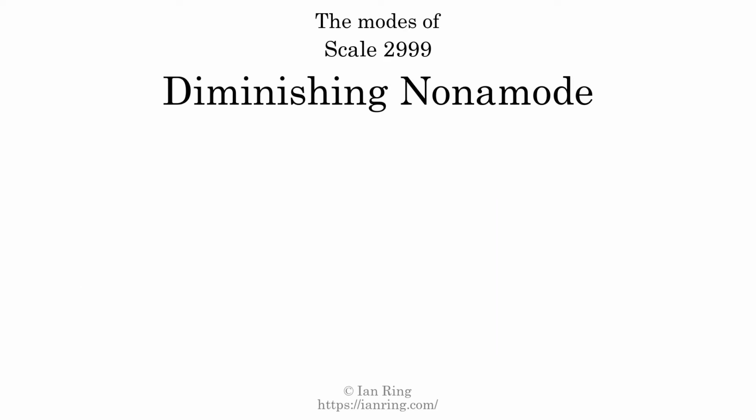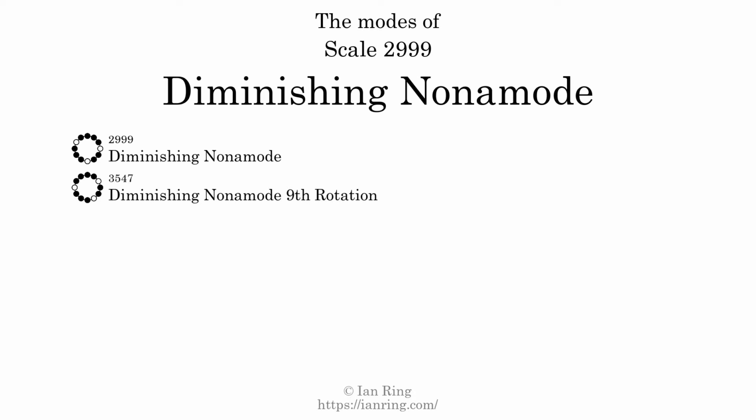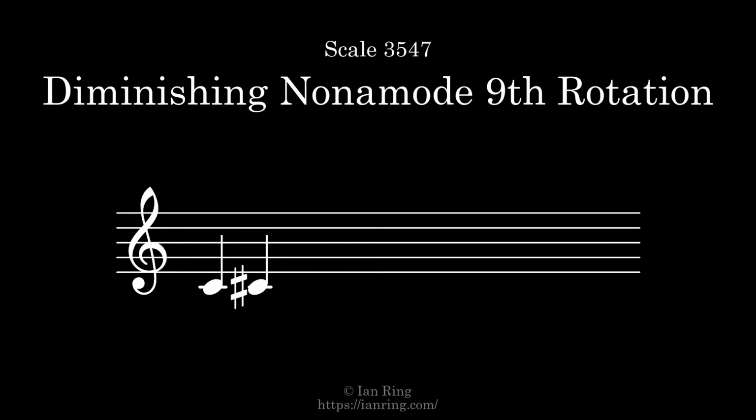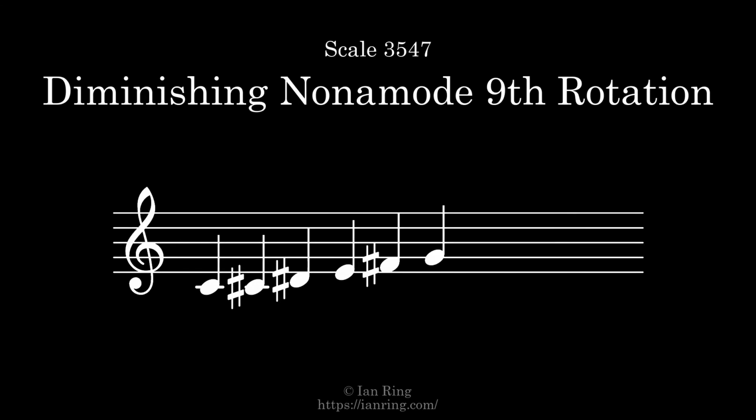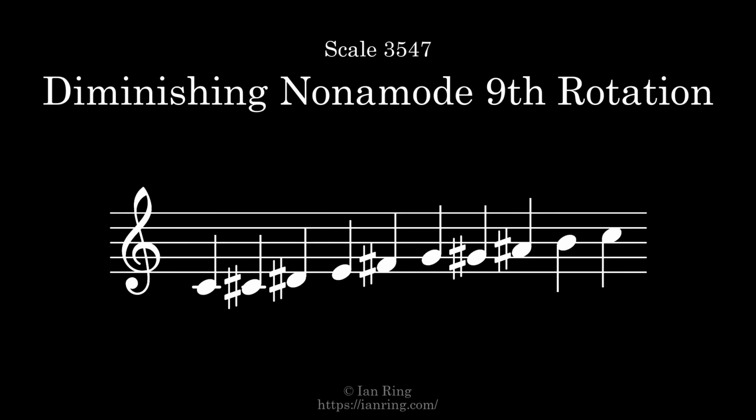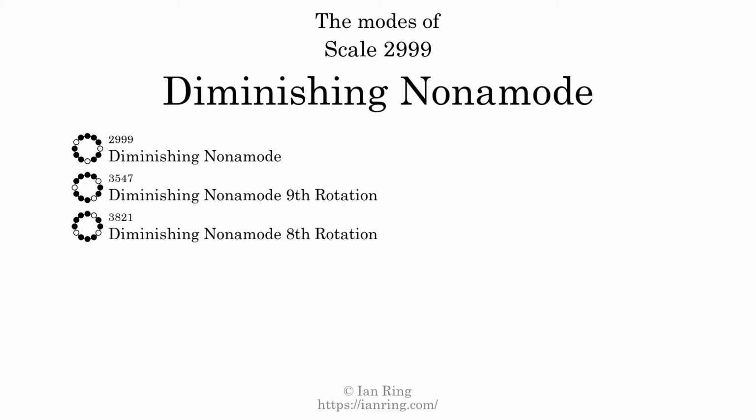This scale has 9 modes. The first mode is itself. The second mode is scale 3547, also known as diminishing nonamode 9th rotation. It sounds like this. The third mode is scale 3821, also known as diminishing nonamode 8th rotation. It sounds like this.